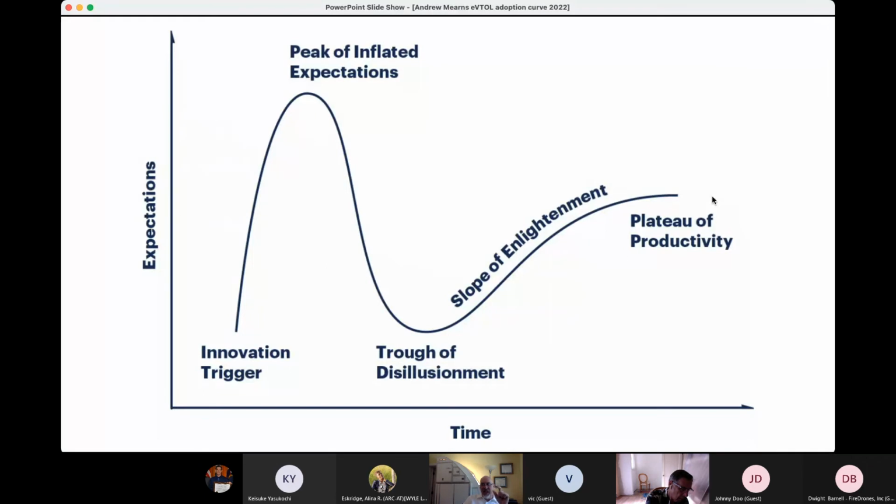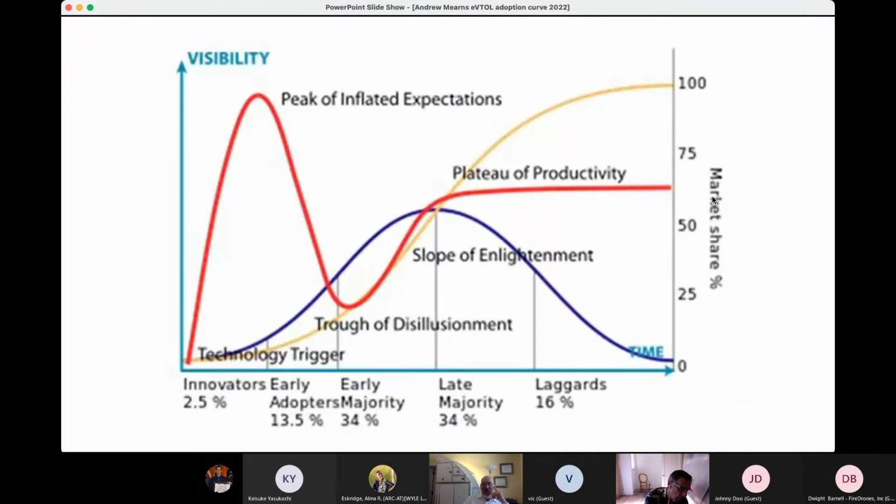We know what we need to do now to get through these issues. We need better battery life. We need to work through regulation issues, or we need to certify our aircraft. And we move up the slope of enlightenment to the plateau of productivity, which is where we hopefully will all wind up eventually. So if we plot the hype curve on the adoption curve, then we can see when this is overlaid, okay, the trough of disillusionment, that's our hardest part on the hype curve. That's when everybody's going, oh my gosh, there's so much work to do.